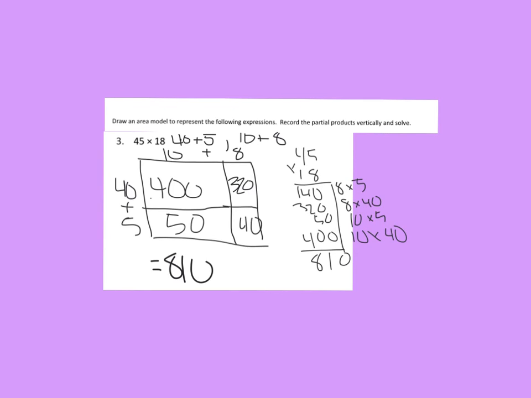That is how you multiply 2-digit by 2-digit numbers using partial products.